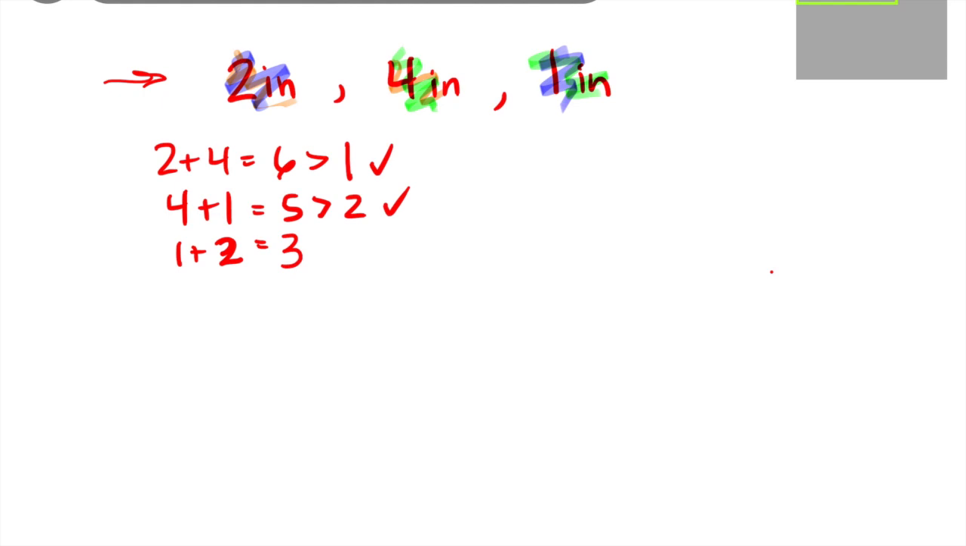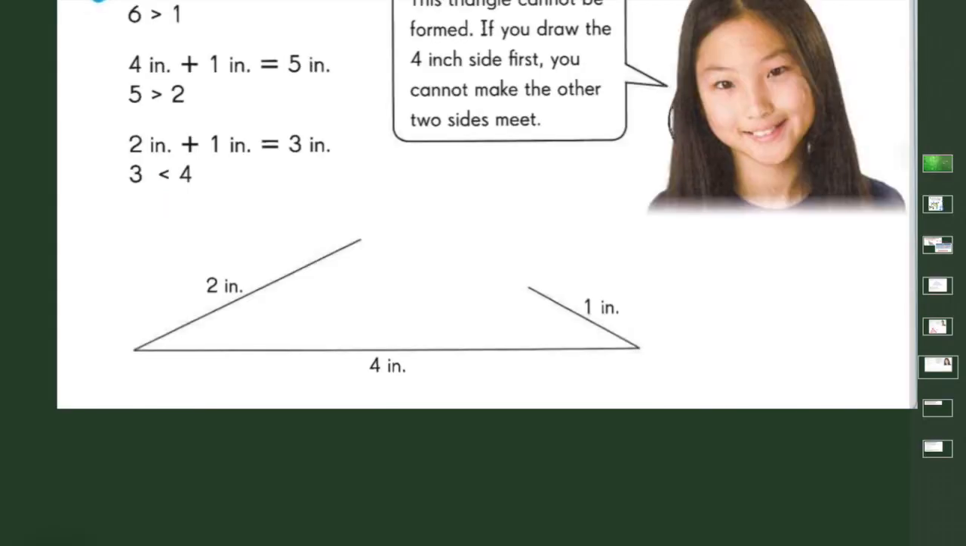My brain was thinking ahead. Is 3 greater than that third side length, 4 inches? No, it is not. So we cannot have a triangle with side lengths of 2 inches, 4 inches, and 1 inch. That would not form a triangle.